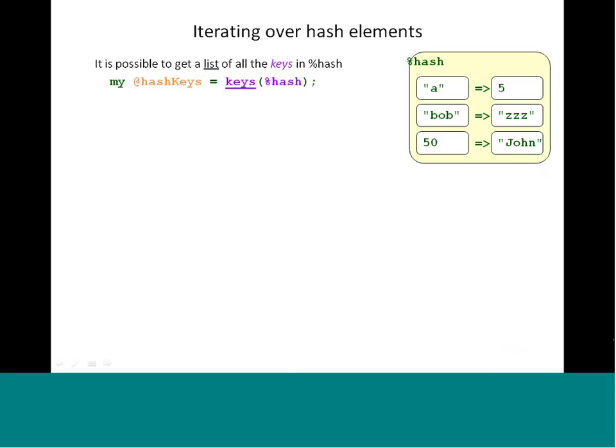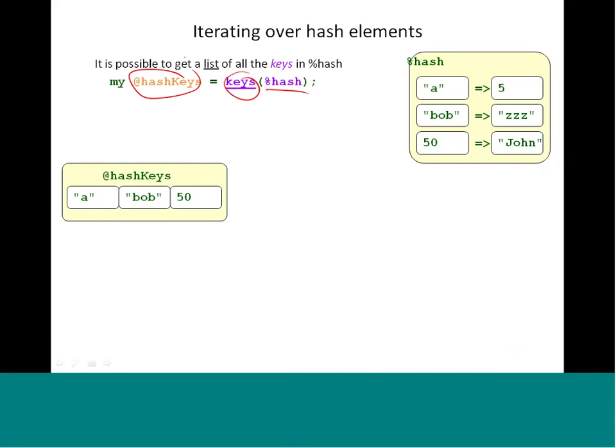In order to get the list of all the keys in the hash, we can simply put keys %hash, and this returns all the keys and we store it into an array. So the array hash keys is A, Bob, 50. This is hash keys 0, this is 1, this is 2. You can in fact print out these values and they will be the same. So this is how to get the keys.